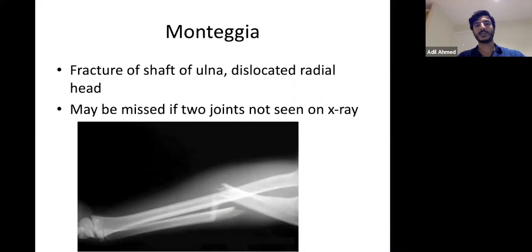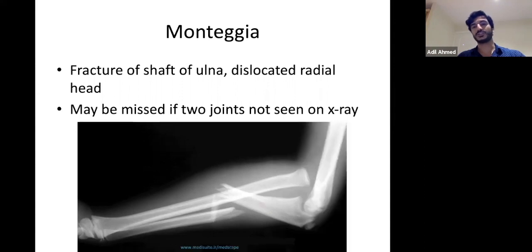So here you can see a fracture of the radial shaft of the radius. Funnily enough, inadequate views here of the X-ray. You might hear orthopods banging on about this, but clearly this is inadequate in that we can't actually see the elbow joint, but we can make out that the radial head is probably dislocated. And this is what they're talking about, that it may be missed if two joints aren't seen on the X-ray, and you can see here that actually it is dislocated.